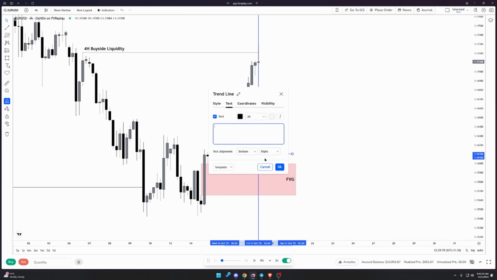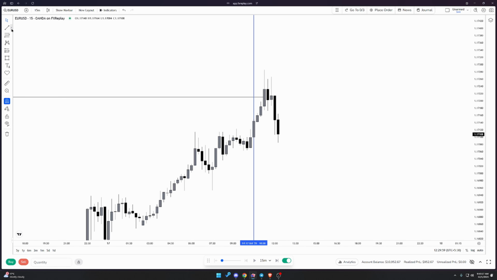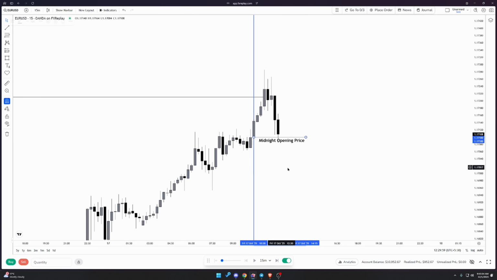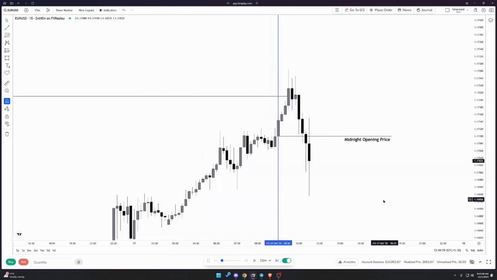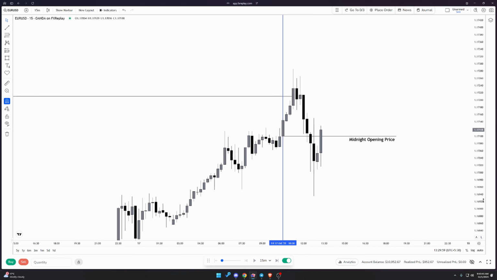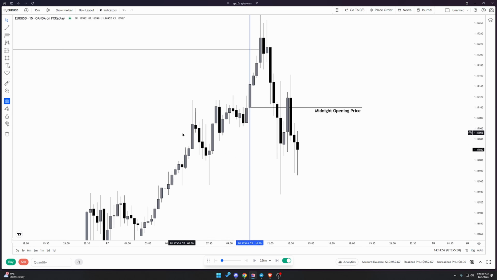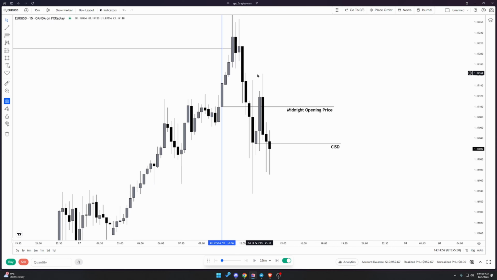Now let's drop back to the 15-minute time frame. So now we will mark out our opening price. But remember that our bias is now bearish, so we want price to go above the midnight opening price now. Now you can see the price goes above the midnight opening price and then gives us a confirmation by creating a change in state of delivery.